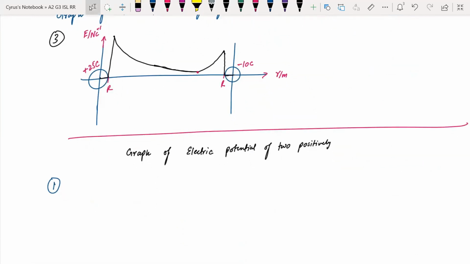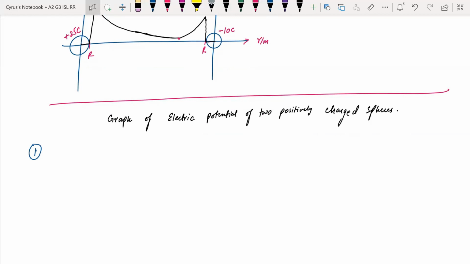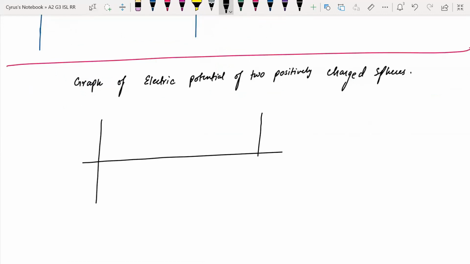So graph of electric potential of two positively charged spheres, right? अगर आप थोड़ा गौर करें तो इलेक्ट्रिक पोटेंशियल क्या है? स्केलर. It's a scalar quantity, right? If I have here something like this, and I have this one is positive, this one is also positive, and we have V here, and this is R. This is the radius R. Can you tell me what sort of graph can you expect here?